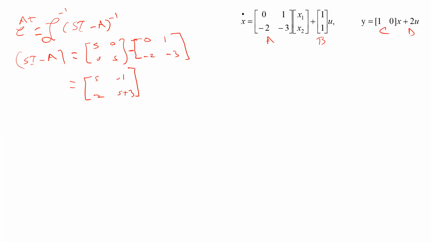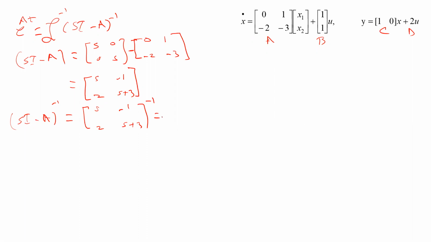So S times I, this is S times I, and this is the matrix A. Subtract them. How do you subtract matrices? Okay, I thought S was a matrix, not a constant. Okay, so you subtract matrices element by element. Now I need (SI minus A) inverse, which is equal to the inverse of this matrix: S minus 1, 2, S plus 3.